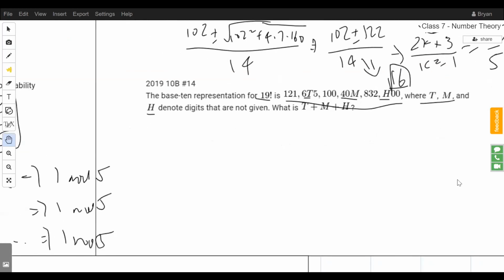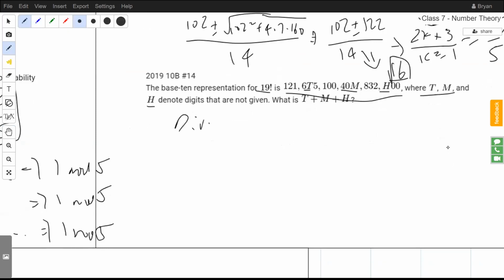Anyway, this is where we use this cool thing called divisibility rules to find digits. First, we have that 19 factorial has three factors of 5: 5, 10, and 15. So we know it has to end in three zeros, which means that H is equal to zero.